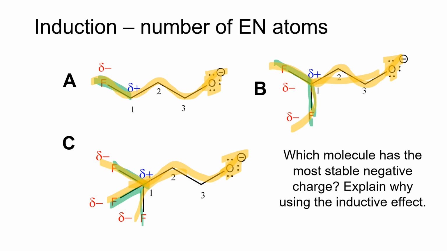So just a reminder that the more you can spread out a charge, the more delocalized a charge, the more stable that charge. So now when we look at this question, which molecule has the most stable negative charge? It's going to be C. The one with more fluorines is going to have a stronger inductive effect, and it's going to spread that negative charge out more. To explain why, we have to remember that the more spread out or delocalized a negative charge is, the more stable it can be.